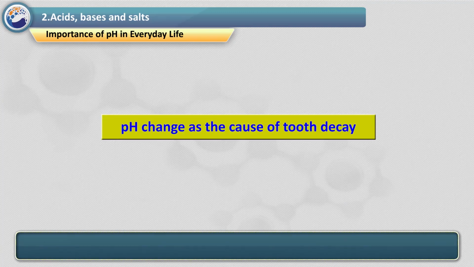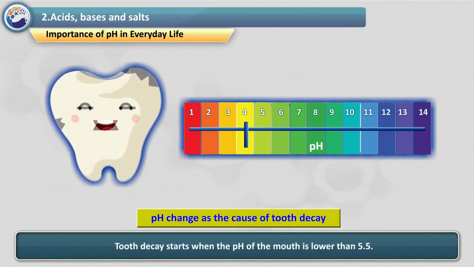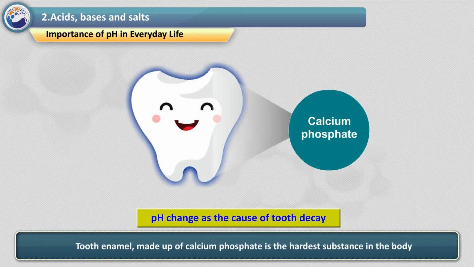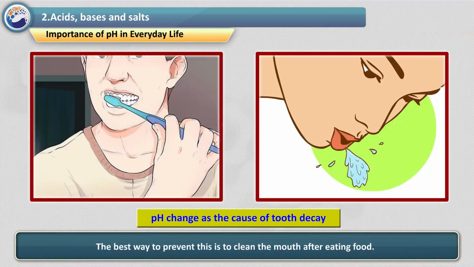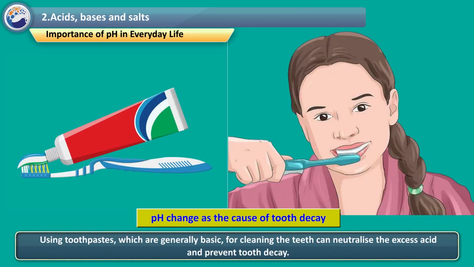Fourth, pH change as the cause of tooth decay. Tooth decay starts when the pH of the mouth is lower than 5.5. Tooth enamel, made up of calcium phosphate, is the hardest substance in the body. Bacteria present in the mouth produce acids by degradation of sugar and food particles remaining in the mouth after eating. The best way to prevent this is to clean the mouth after eating food. Using toothpastes, which are generally basic, for cleaning the teeth can neutralize the excess acid and prevent tooth decay.